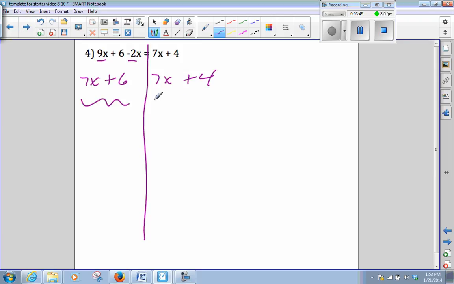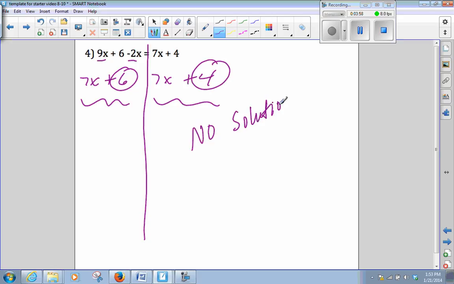This side can never be equal to this side because this side's always going to be 2 more because you're taking 7 x's and adding 6, whereas here you're taking 7 x's and only adding 4. So again, this is an example of no solution.